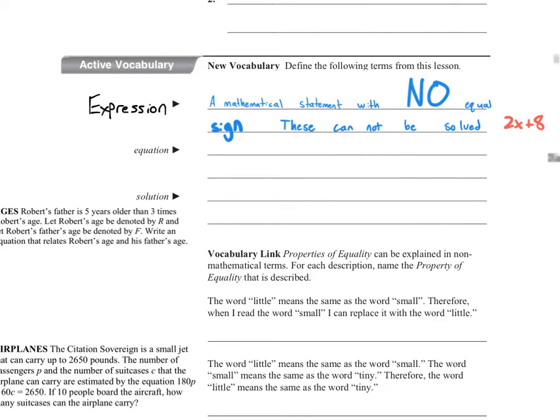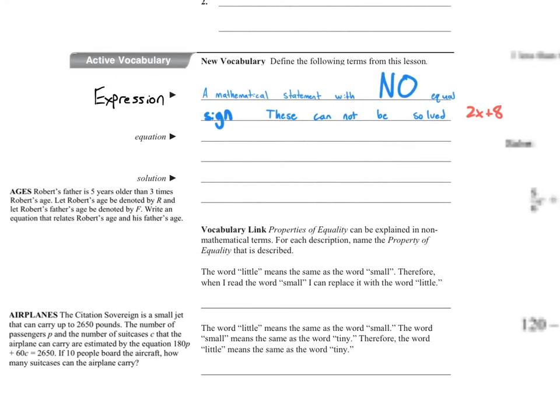These cannot be solved. An example of an expression would be 2x plus 8, to where if I gave someone 2x plus 8, they cannot tell me what x equals because there's no equal sign for any solving to take place. So an expression is not an equation because it has no equal sign. But the way that plays in is that an equation are two expressions that are equal to one another.